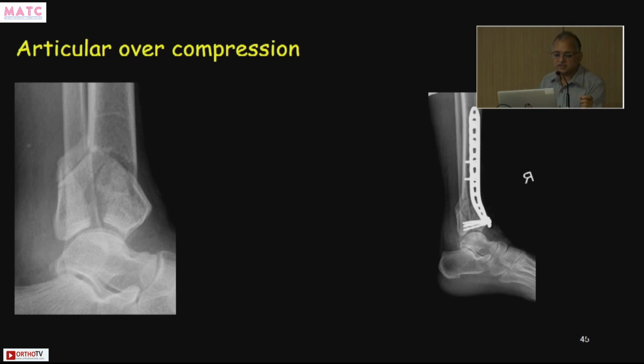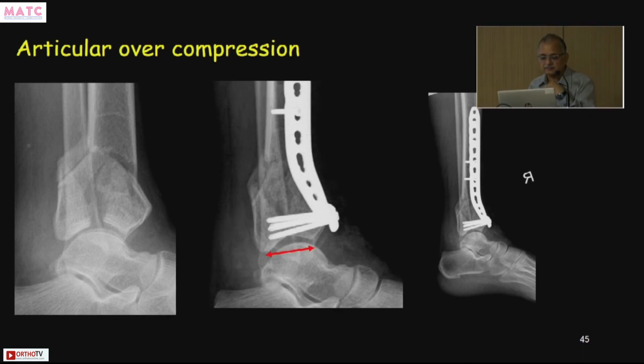Articular overcompression is also not something one should expect or desire. Here you can see the two major fragments have been compressed by this anterolateral plate, and that has produced an angulation over the talar dome, abnormal space, and that can result in stiffness and a mismatch between the talar dome and the pilon or the articular surface. So this is overcompression of this fragment and has resulted in angulation like that.